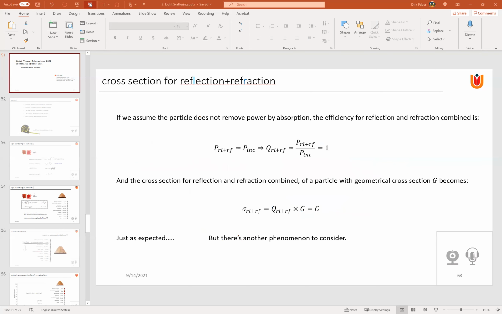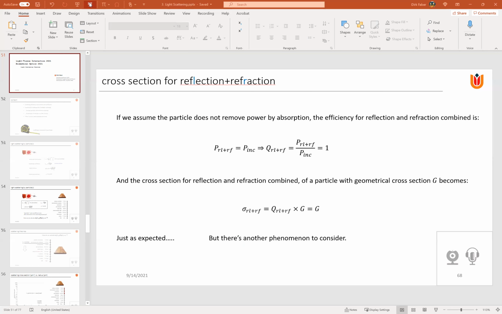So by definition, that also contributes to the scattering. But then there's a third process. Oh wait, not yet. If you would only take into account these two processes, so either light is reflected from the particle surface, which means it is not entering the particle, or the part of the light that enters the particle is refracted and gets redirected, then the sum of the reflected and the refracted power would be equal to the incident power, and the efficiency would be 1. And if the efficiency is 1, then the cross section is equal to the geometrical cross section. That would be just maybe as expected.